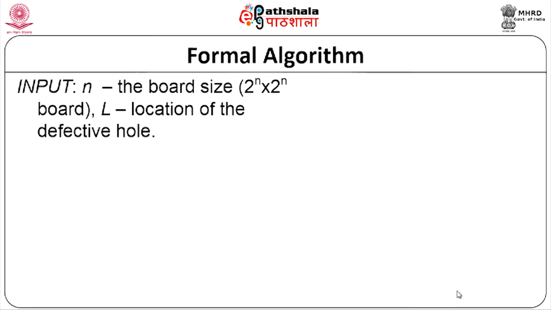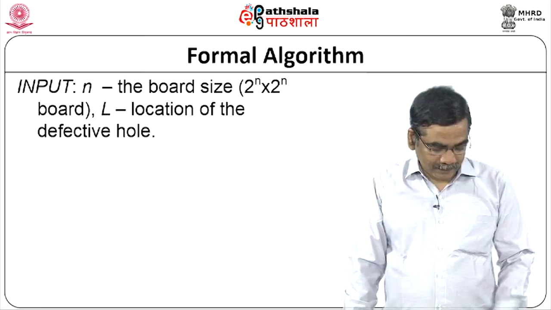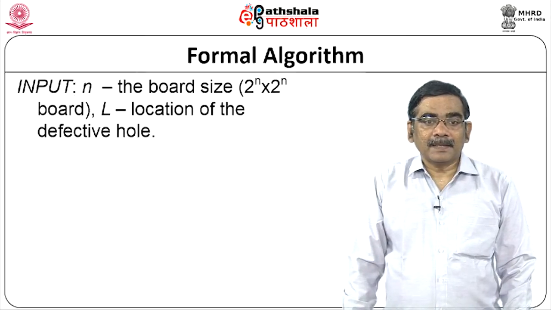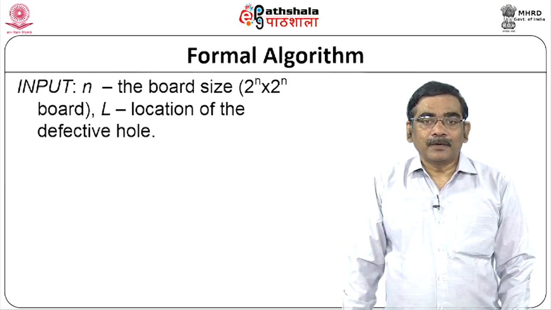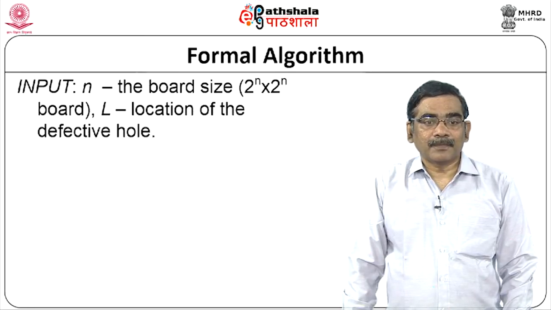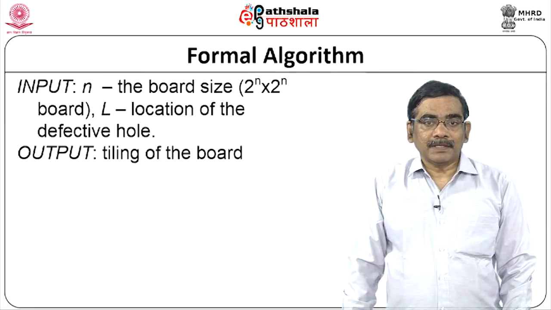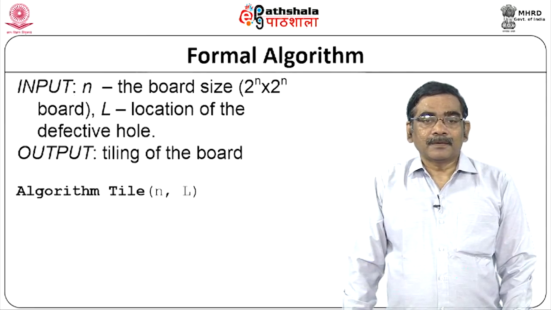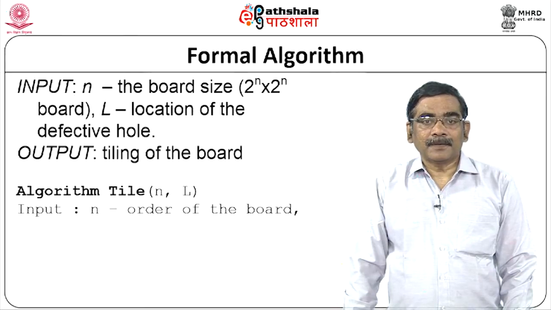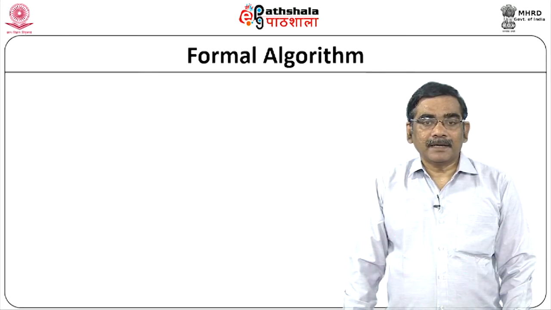Now, let us talk about the formal algorithm. This is the formal algorithm. So, n is going to define the board size, so it is going to be 2 power n by 2 power n, and L is going to be the location of the defective hole. This is the output, that is the tiling of the board. So, now the algorithm is tile(n, L), where n is going to be the order and L is going to be the location of the defective hole. Now I am starting the algorithm.